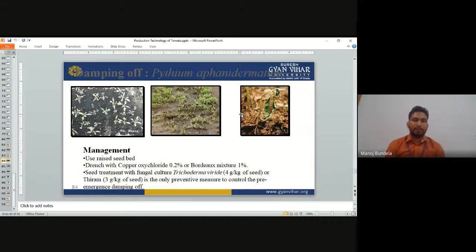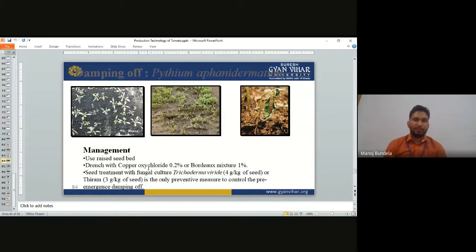Next is damping off. Damping off mainly comes in the seedling stage. When we prepare the nursery, damping off is the major problem. You can see the symptoms of damping off here. The stem of the seedlings starts drying like this, looks yellow in color, and the plants fall down. For management, use raised seed beds. It is mainly due to applying too much water.